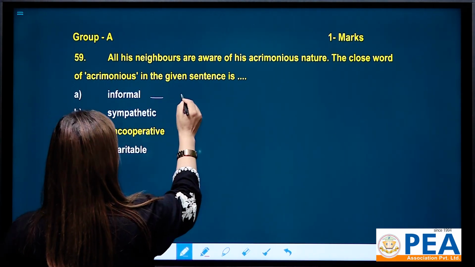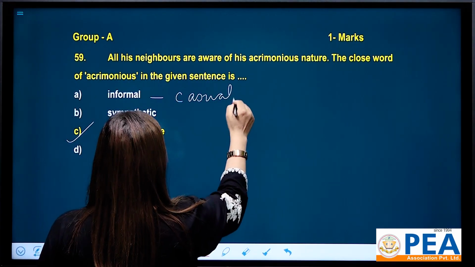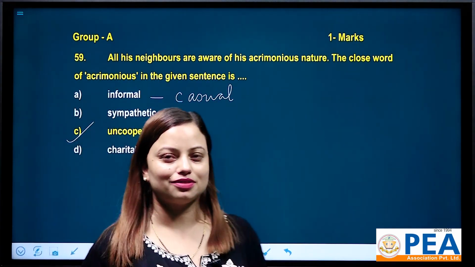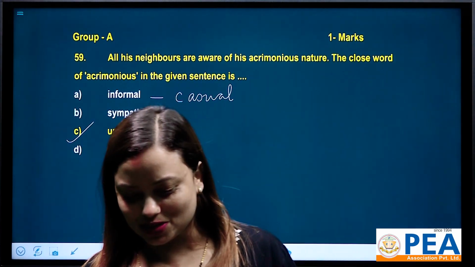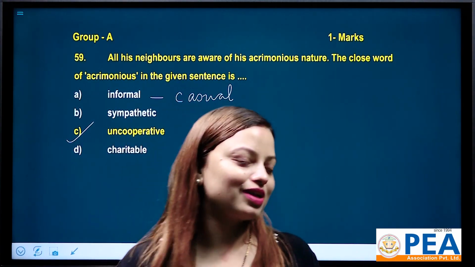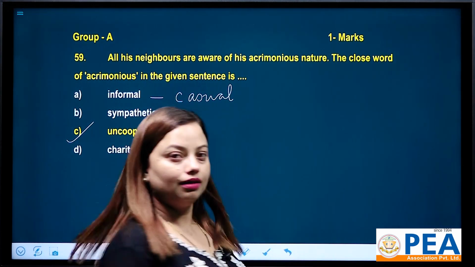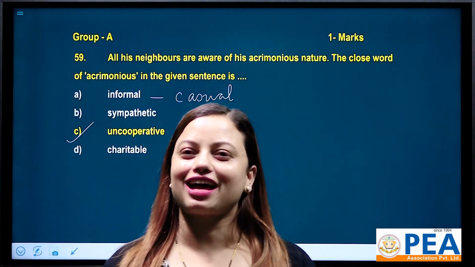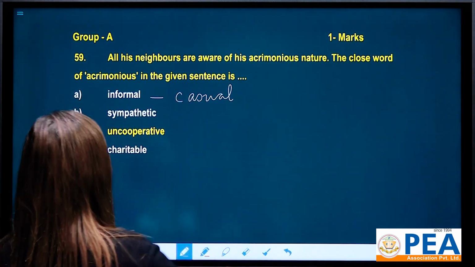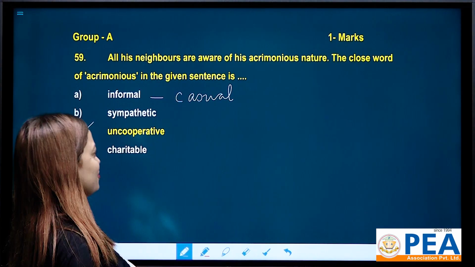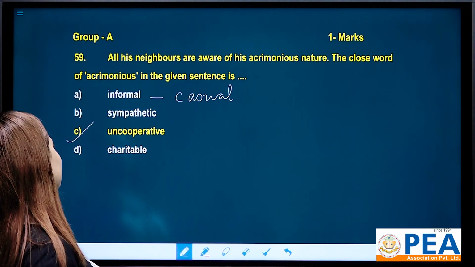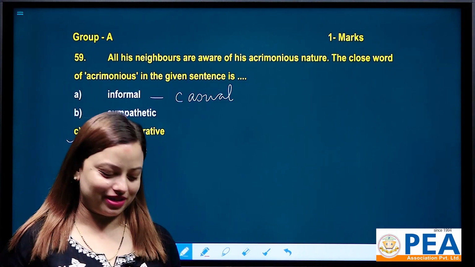Actually, informal means casual. Yes, casual. Sympathetic means showing sympathy, right? Showing concern, isn't it? And option D, charitable, means kind and generous. That's why all his neighbors are aware of his acrimonious nature. The closest word to acrimonious is none other than uncooperative.